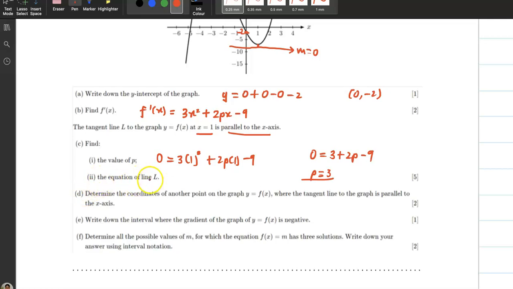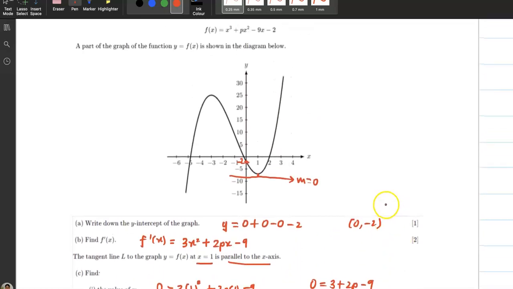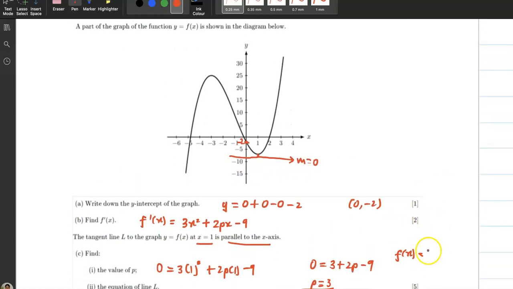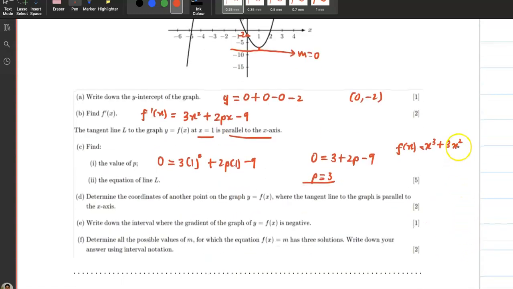Equation of L. So once you get the value of p, how do you find the equation of L? Tell me. Put in the calculator. Yeah. So what's my f(x)? Can you do it without calculator? Yeah. How? I don't know. One second. Equation of L is just, so f(x) is equal to, what is it? x cubed plus p is 3, no? 3x squared minus 9x minus 2.